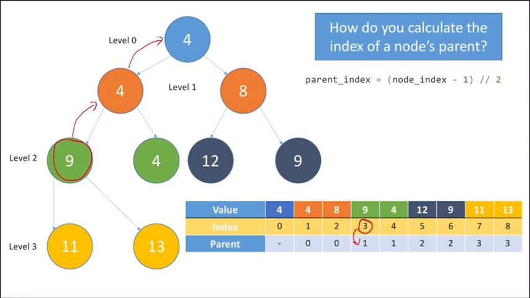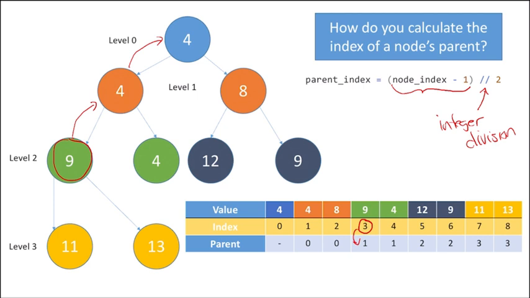Well, to compute the index of a node's parent, you take the current index, subtract 1 from it, and then divide by 2. This double slash just means I want it to be integer division, as opposed to just floating point division where we'd end up with a fractional number.